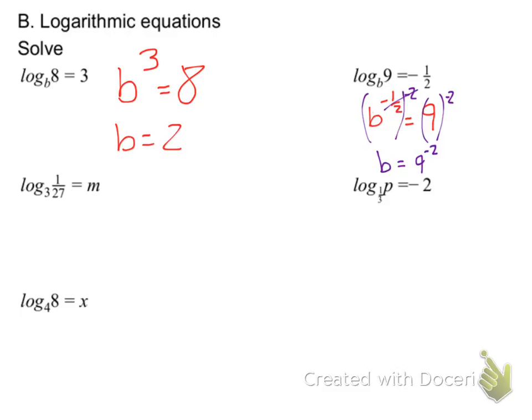Which is 81, but it has a negative exponent, so it goes to the bottom. It's 1 over 81. So you notice that I took it one step at a time. I'm showing my work.